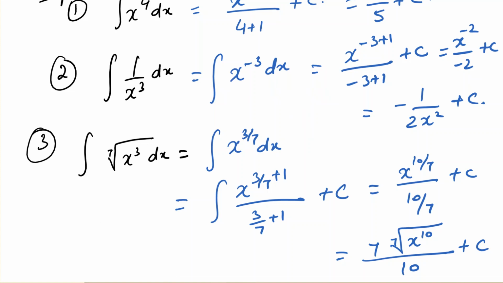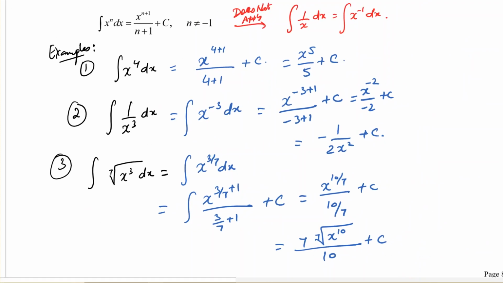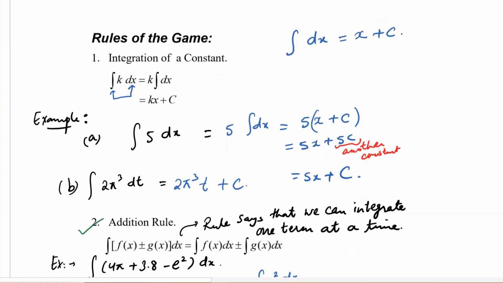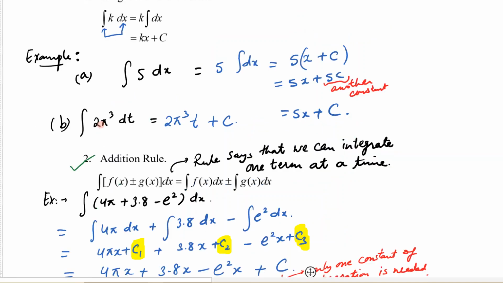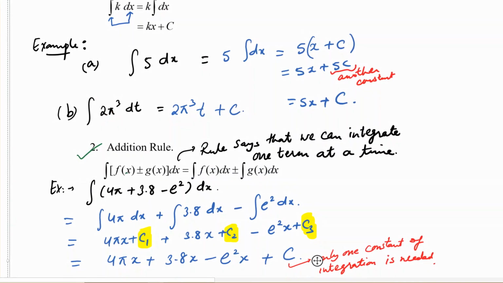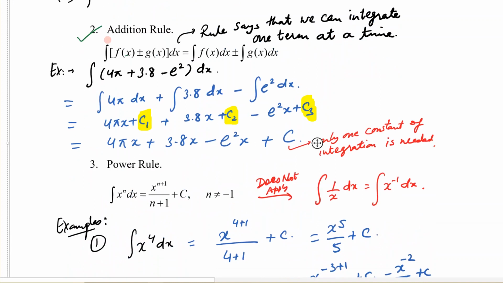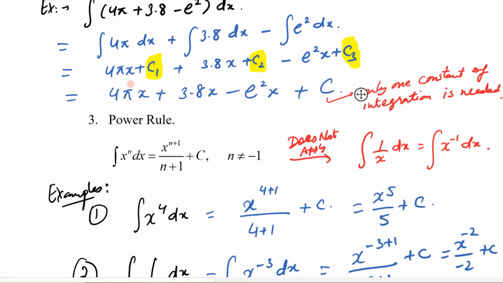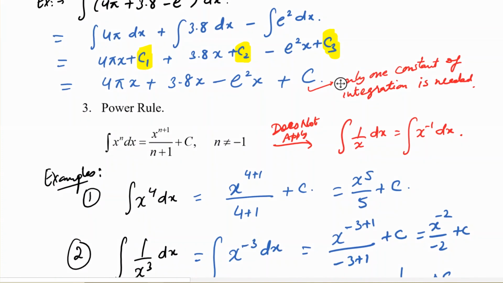Thus, the power rule applies to any power except when the power is -1. So far we have learned three rules for integration. Integration of a constant is the constant times x plus c. The addition rule, where you can integrate one term at a time. And the power rule, where you increase the power by 1 and divide by the new power, plus c.